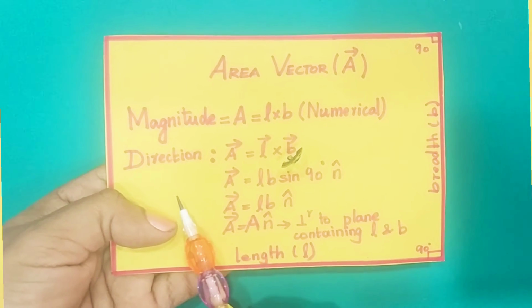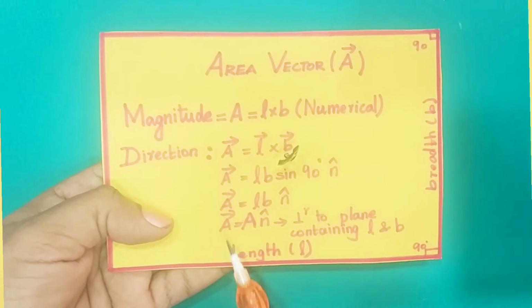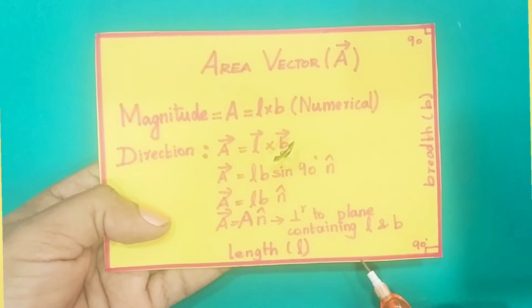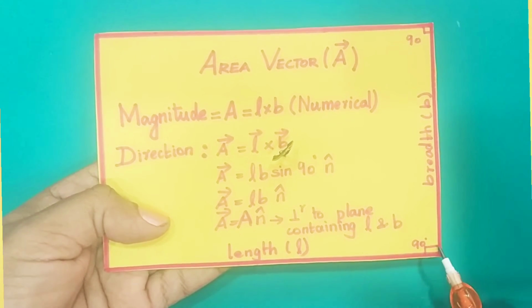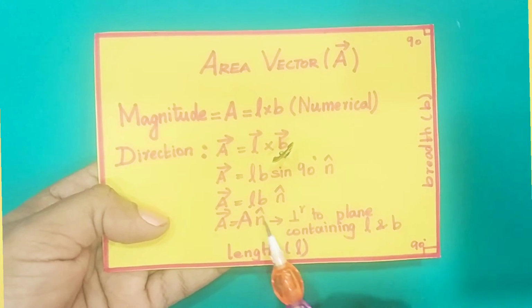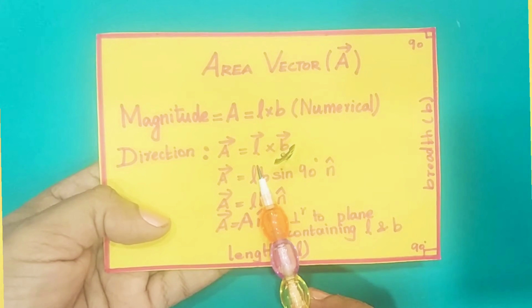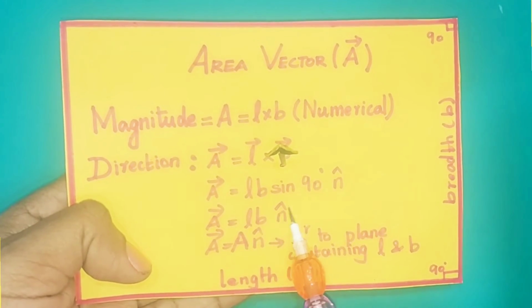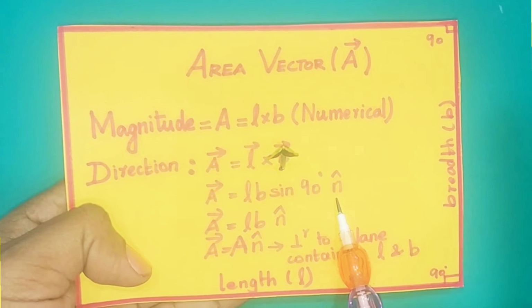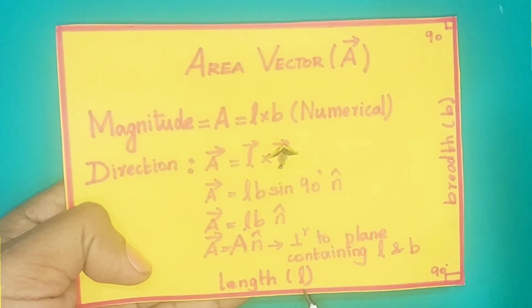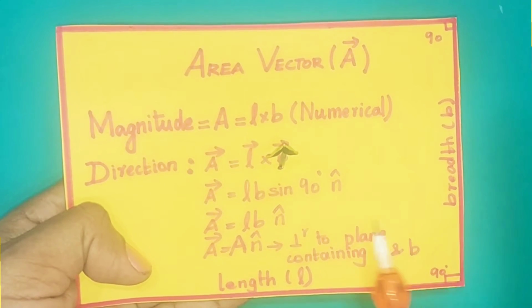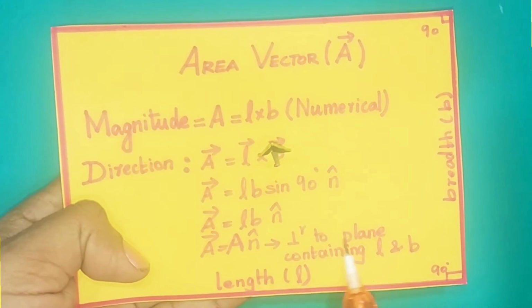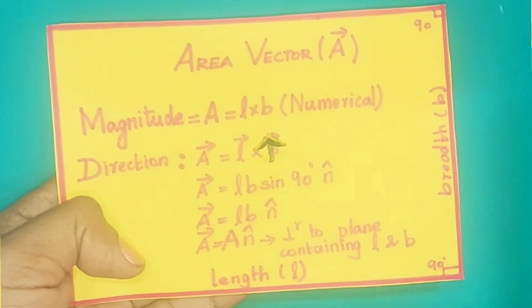Now we come to the direction. For calculating the direction, I have to take cross product of this length and the breadth. Both these are at an angle of 90 degrees between them. Now we get area vector is equal to L vector cross B vector. And A vector is equal to LB sin 90 degrees n cap. Here 90 degrees is the angle between length and the breadth, and n cap is the unit vector that is perpendicular to the plane containing length and the breadth.